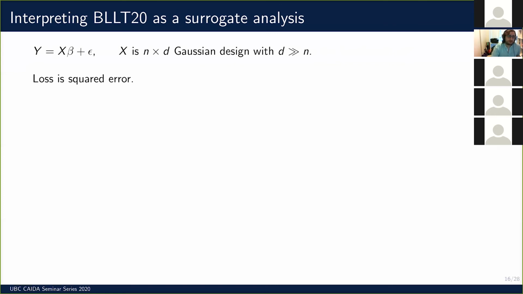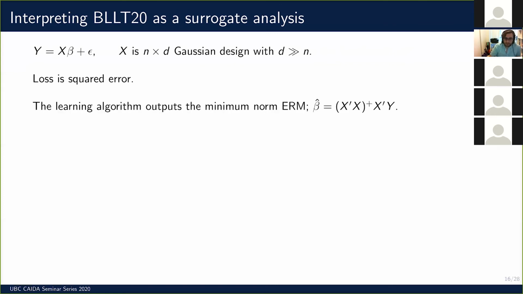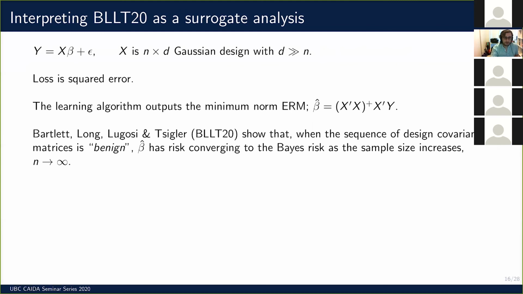We're going to work with the squared error loss, and our learning algorithm is going to be something very specific. It's going to output the minimum norm empirical risk minimizer, which is given by this least squares formula. It looks like the usual linear regression formula, but with an inverse replaced with a pseudo inverse. And so among all of the different linear predictors that interpolate the pairs of x and y, beta hat is the one which has the smallest norm. So Bartlett, Long, Lugosi, and Tsigler showed that when the sequence of design covariance matrices has a certain property that they coined the term benign to describe, then the minimum norm ERM has risk that converges to the Bayes risk as the sample size tends to infinity.